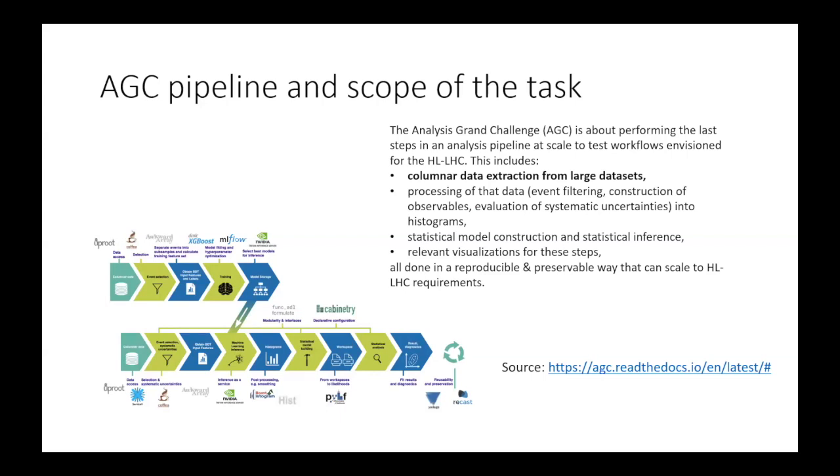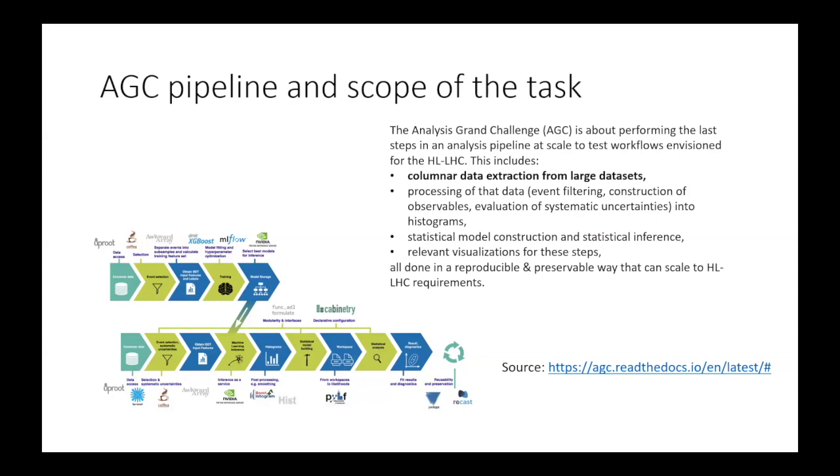AGC is about performing the last steps in an analysis pipeline at scale to test workflows envisioned for the HL-LHC. This includes things like columnar data extraction from large data sets, processing of that data into histograms, statistical model construction, and statistical inference, and relevant visualizations for these steps. All this must be done in a reproducible and preservable way that can scale well to HL-LHC requirements.